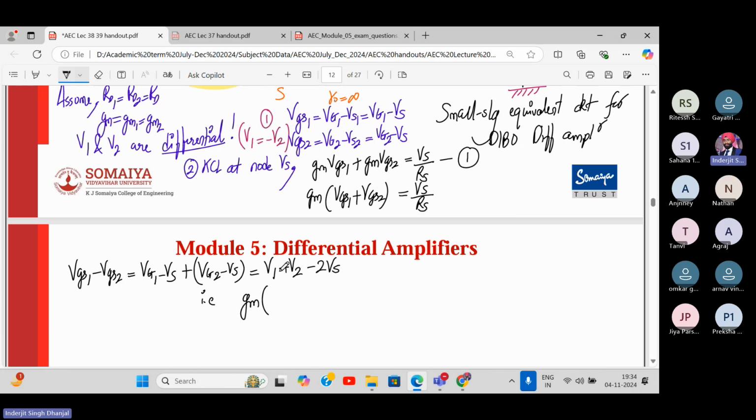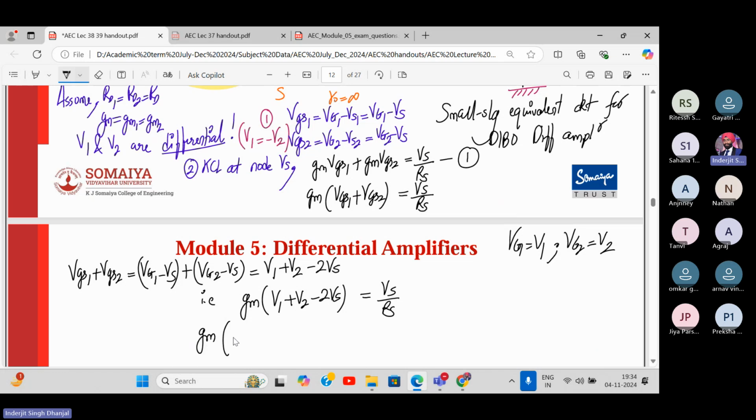See, VG1 is V1, VG2 is V2, and this will be minus Vs, right? So VG1 is V1, VG2 is V2. Are you agreeing to this? So now VGS1 plus VGS2, this is plus. So how much is this now? V1 plus V2 minus twice Vs is equal to Vs upon Rs. Agree to this?